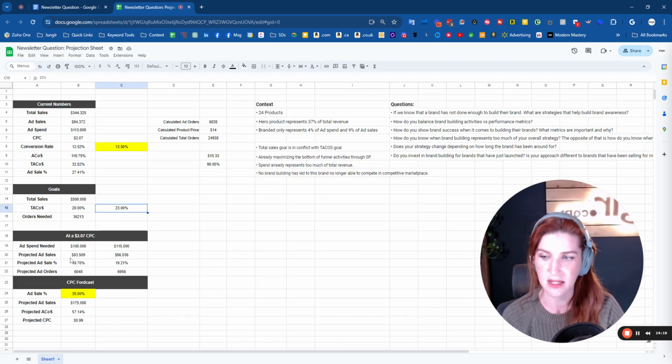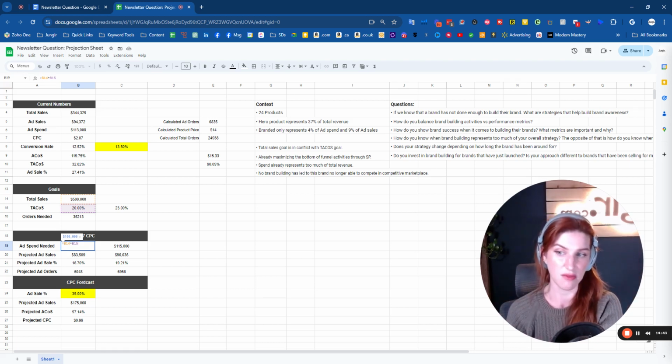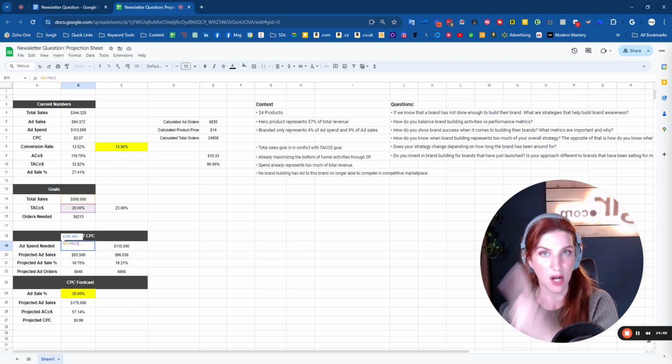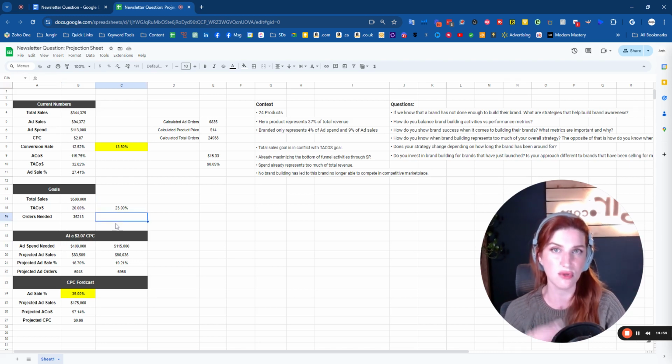So then what I did is I said, okay, if we're looking at 500K in total sales and we need a TACoS of 20%, what does that look like in terms of ad spend? If a client ever says, I want to hit this sales goal at this metric, all you have to do is take your 500K, multiply it by 20%, and that gives you 100K. Which means if I want to make those numbers work, I have to spend 100K and the account has to be at 500K. It gives you a better way to know where your benchmarks are.